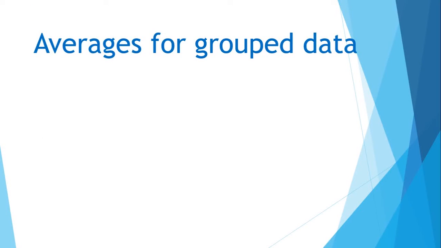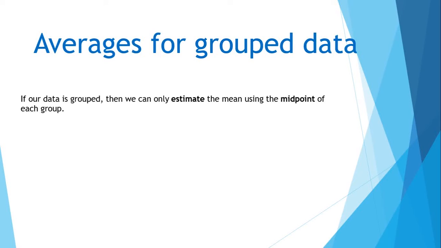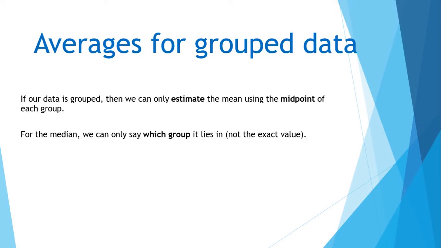Averages for grouped data. If our data is grouped, then we can only estimate the mean using the midpoint of each group. For the median, we can only say which group it lies in, not the exact value. And instead of a mode, we can only find a modal group. Take a look at an example.